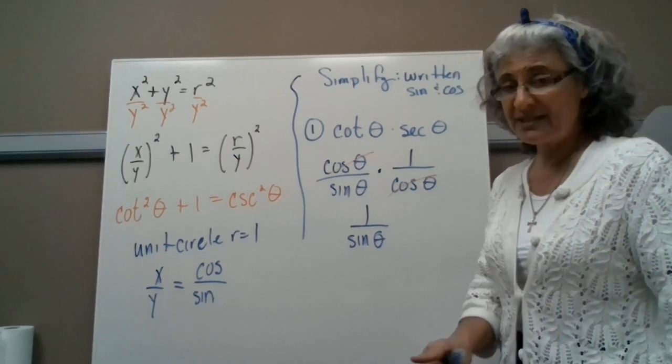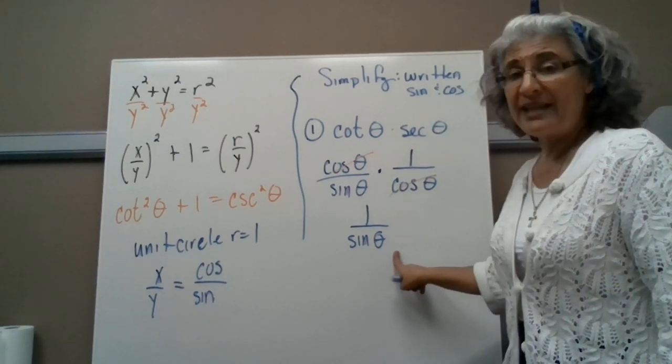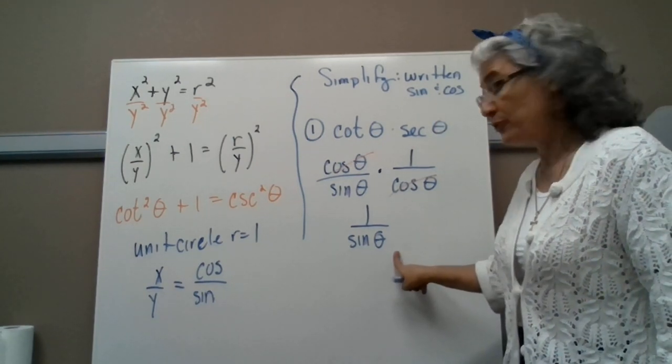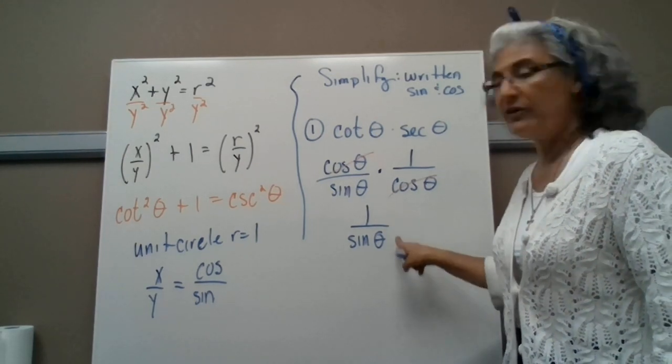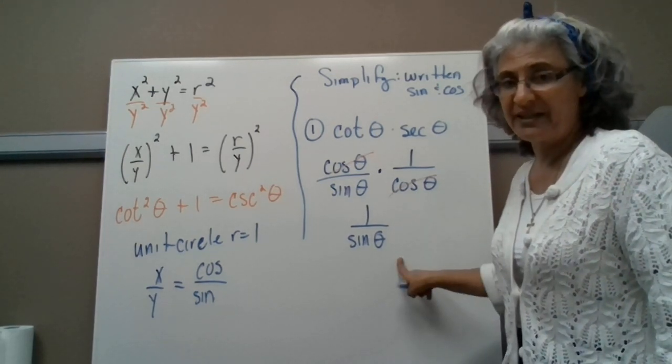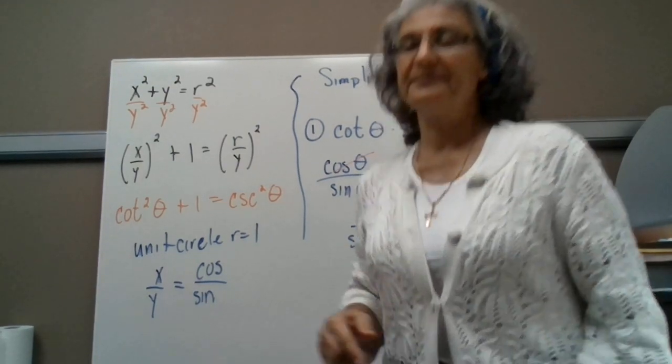Now the directions said leave it in terms of sine and cosine. So if you write this as cosecant, you're wrong. I'll take points off. Don't do that. You want full credit, you leave it as 1 over sine of theta. Are we cool? Good. Hang in there.